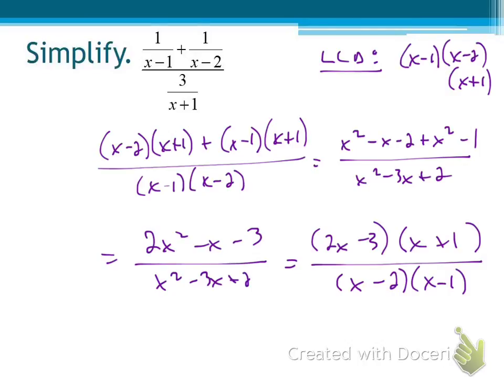Did you get this? The least common denominator is x minus 1, x minus 2, and x plus 1. The top left tiny fraction was missing the x minus 2 and the x plus 1. The top right tiny fraction was missing the x minus 1 and the x plus 1. And the bottom tiny fraction was missing the x minus 1 and x minus 2. And so we multiply all that out, combine like terms, and factor back down, and you should get to that. Okay?